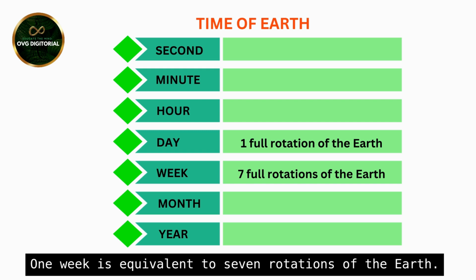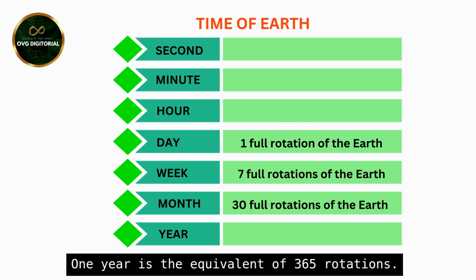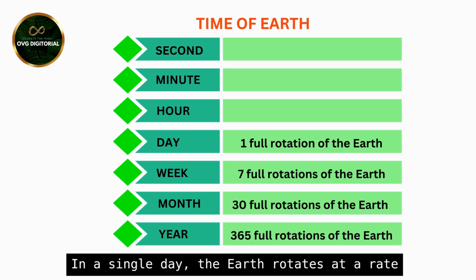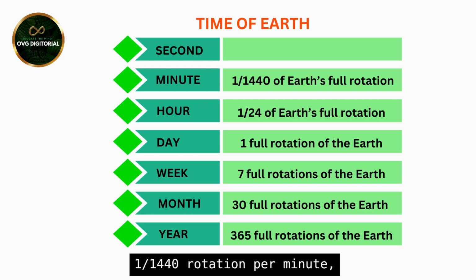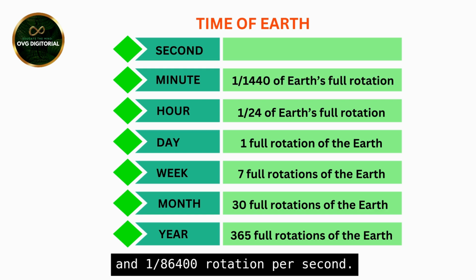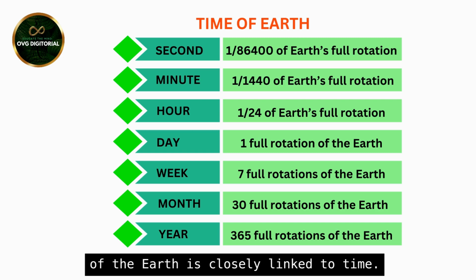1 week is equivalent to 7 rotations of the Earth. In a month, the Earth completes 30 full rotations. 1 year is the equivalent of 365 rotations. In a single day, the Earth rotates at a rate of 1/24th rotation per hour, 1/1440th rotation per minute, and 1/86,400th rotation per second. From this, we can infer that the movement of the Earth is closely linked to time.